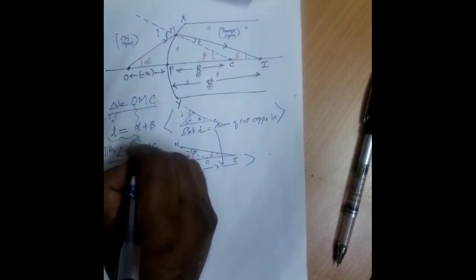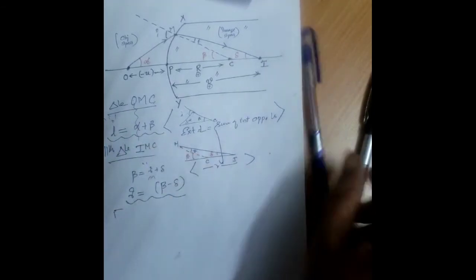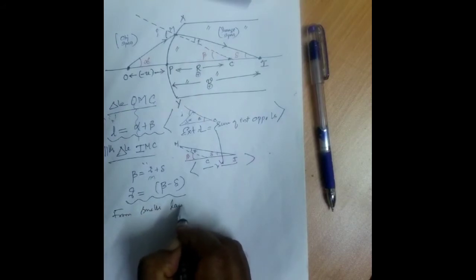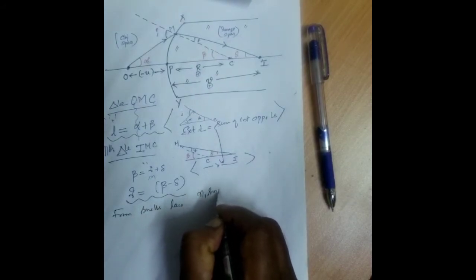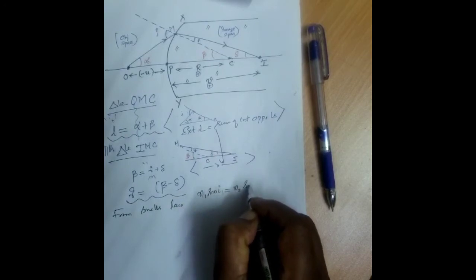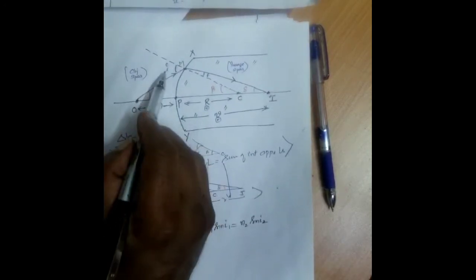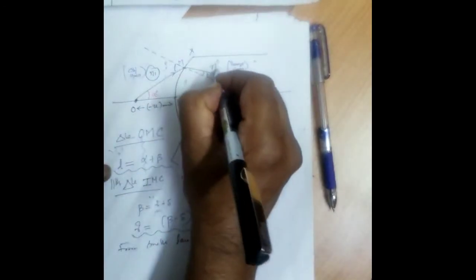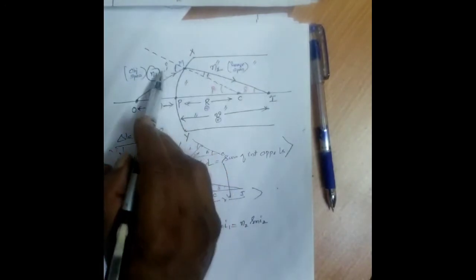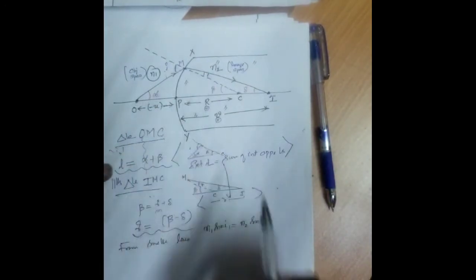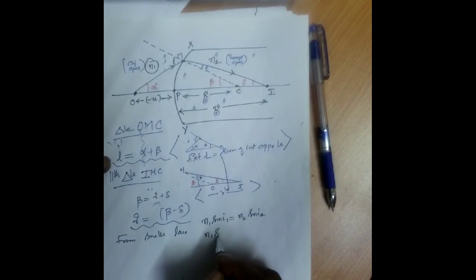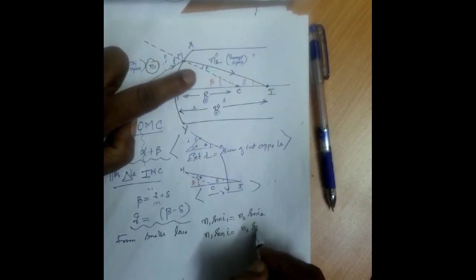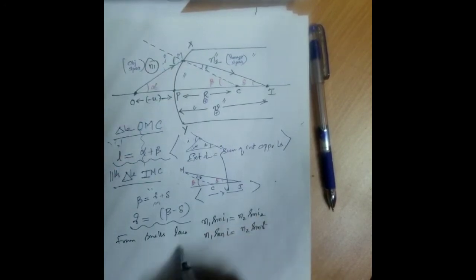Now, R and I. From Snell's law. See now. From Snell's law, N1 sin I1 equal to N2 sin I2. This is I1. This is N1, object space. What is N2? This is N2 by I2. This is I1. This is I2. Therefore, N1 sin I is equal to N2 sin R. Can you follow?